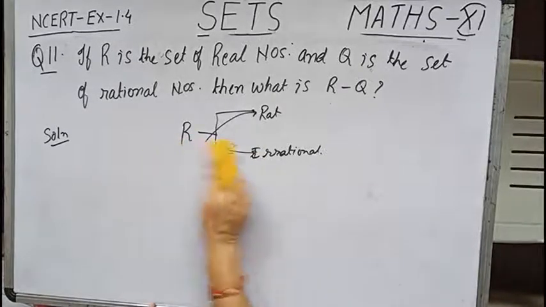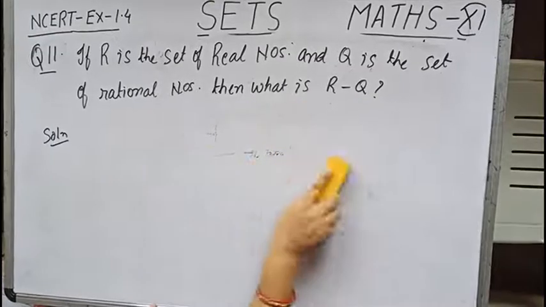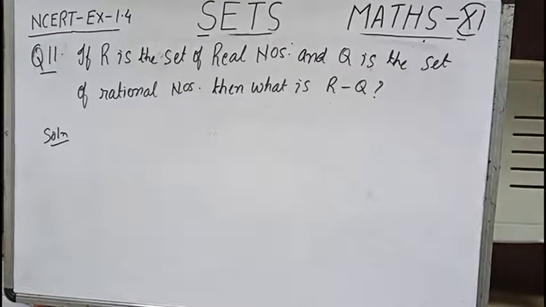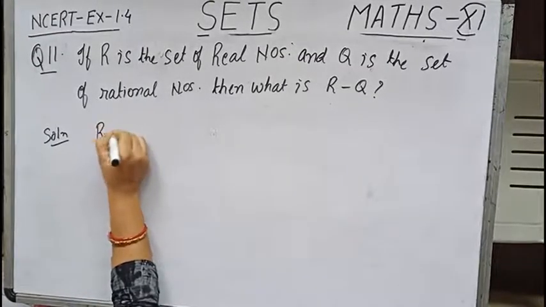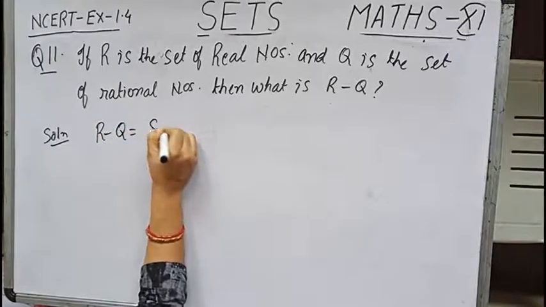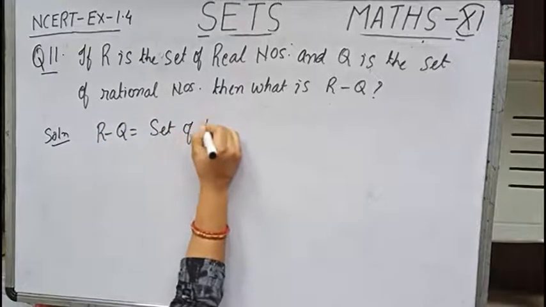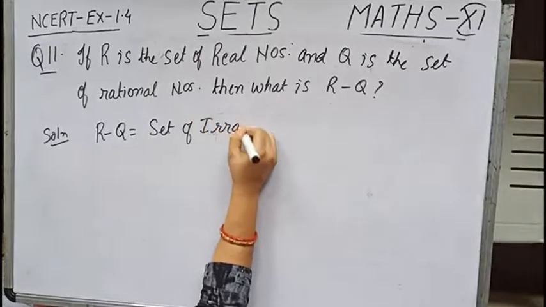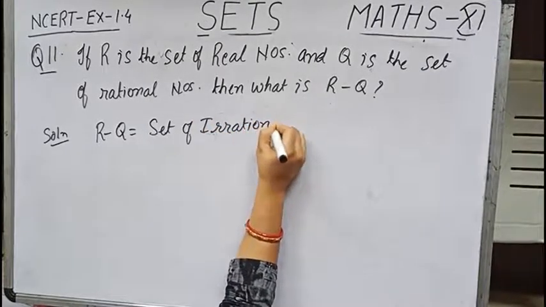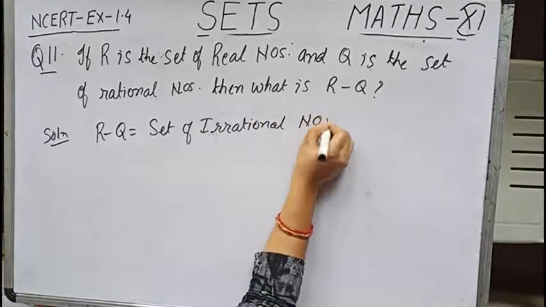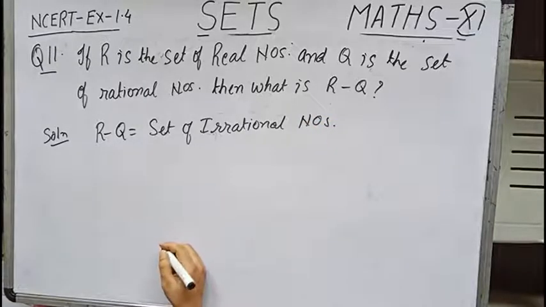So in the solution part we will be writing R minus Q is equals to set of irrational numbers. Now question number 12.